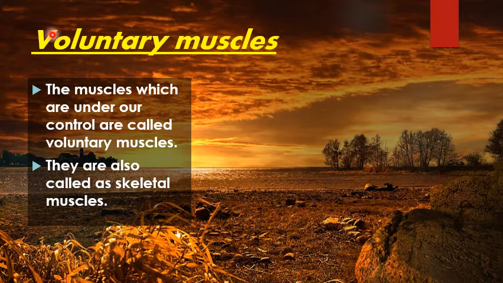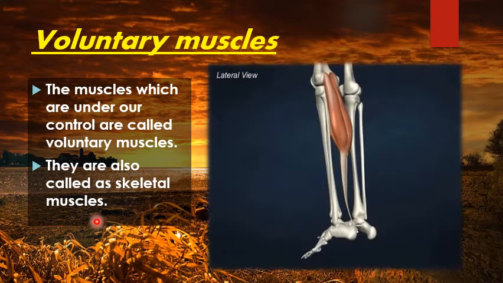Here comes the first type of our muscles, that is the voluntary muscles. We can define them as the muscles which are under our control. These muscles are also known as skeletal muscles. Why? Because these muscles are always attached to the bones, to the skeleton, and this is why they are called skeletal muscles.